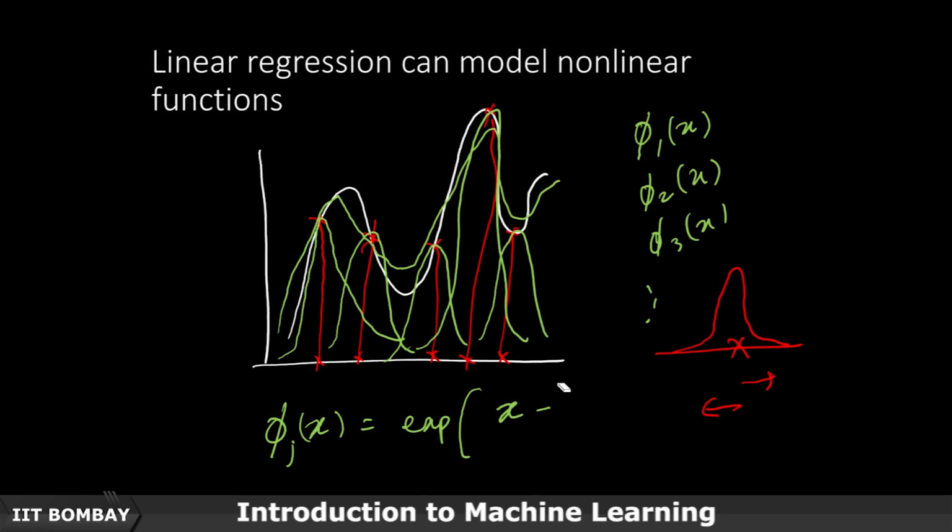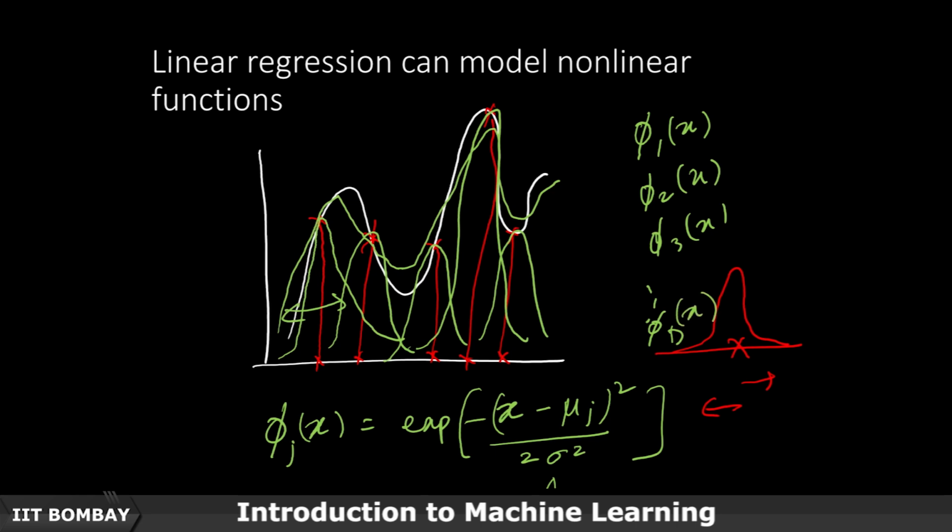Okay, so I will call it mu j whole squared, negative of that, and then I will divide it by some 2 sigma square, where sigma is some fixed width of these kernels. Okay. So now I have, let's say, d such points, and for d such points I get d different phi's, phi 1 to phi d, up to phi d, and that will become my new dimension.